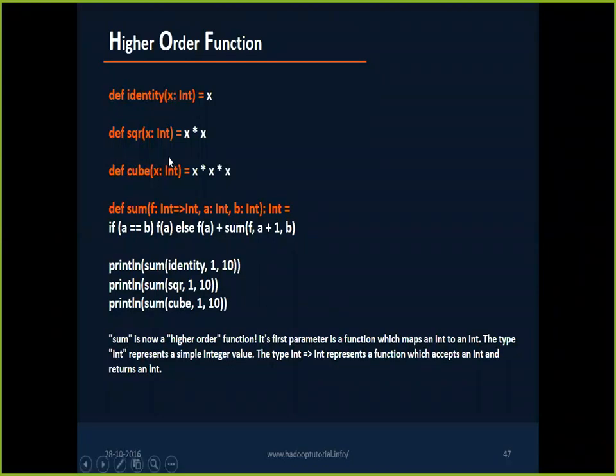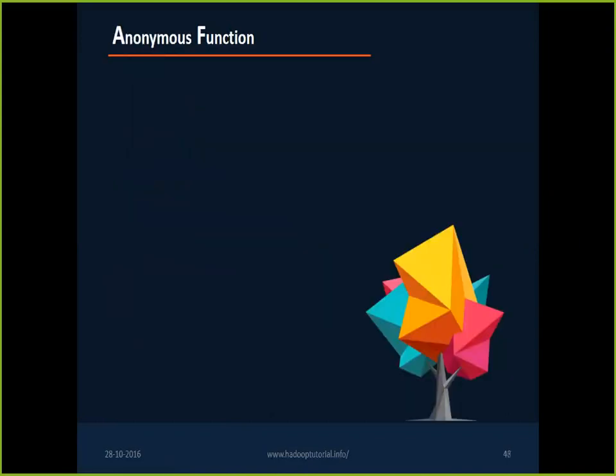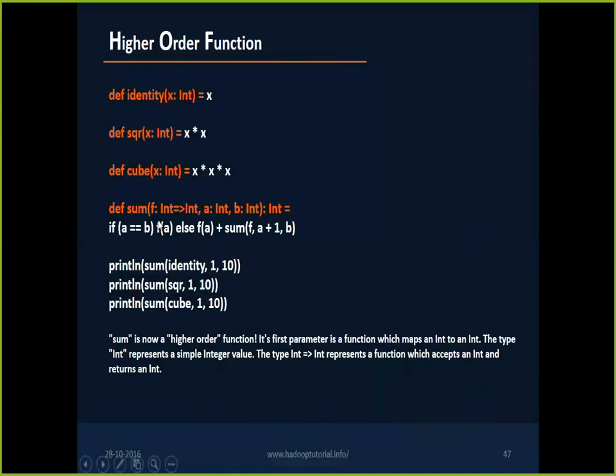So here f: int arrow int means f is a function that takes an integer parameter, and the arrow means it returns an integer data type. Now this is one of the very, very important things, the anonymous function. Can you go back? I just missed that. I got lost in that big function. Can you say that again?